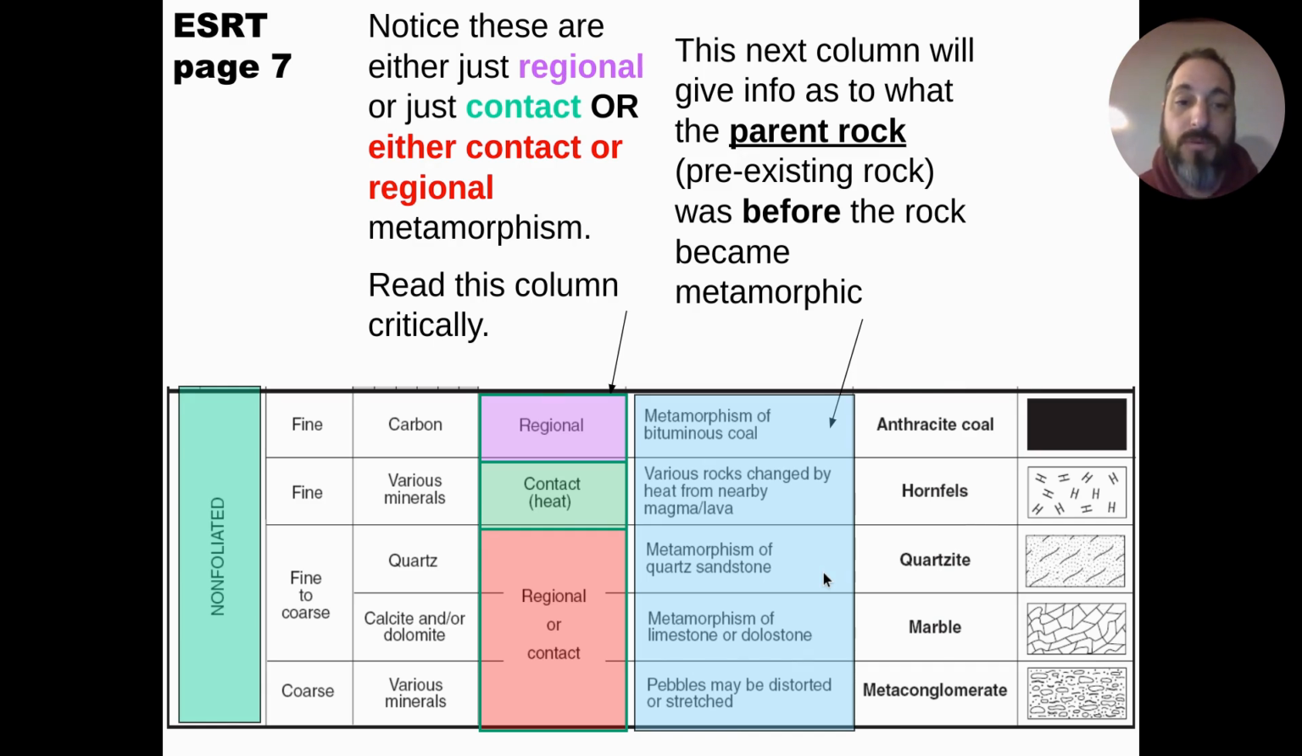So, for example, anthracite coal used to be bituminous coal. That's on our sedimentary rock chart. Quartzite used to be sandstone. That rock is also on our sedimentary rock chart, and so is limestone and dolostone, which created marble. The conglomerate is also on our sedimentary rock chart. So a conglomerate that's subjected to heat and pressure is going to become a metaconglomerate when all those different pebbles start to melt together.